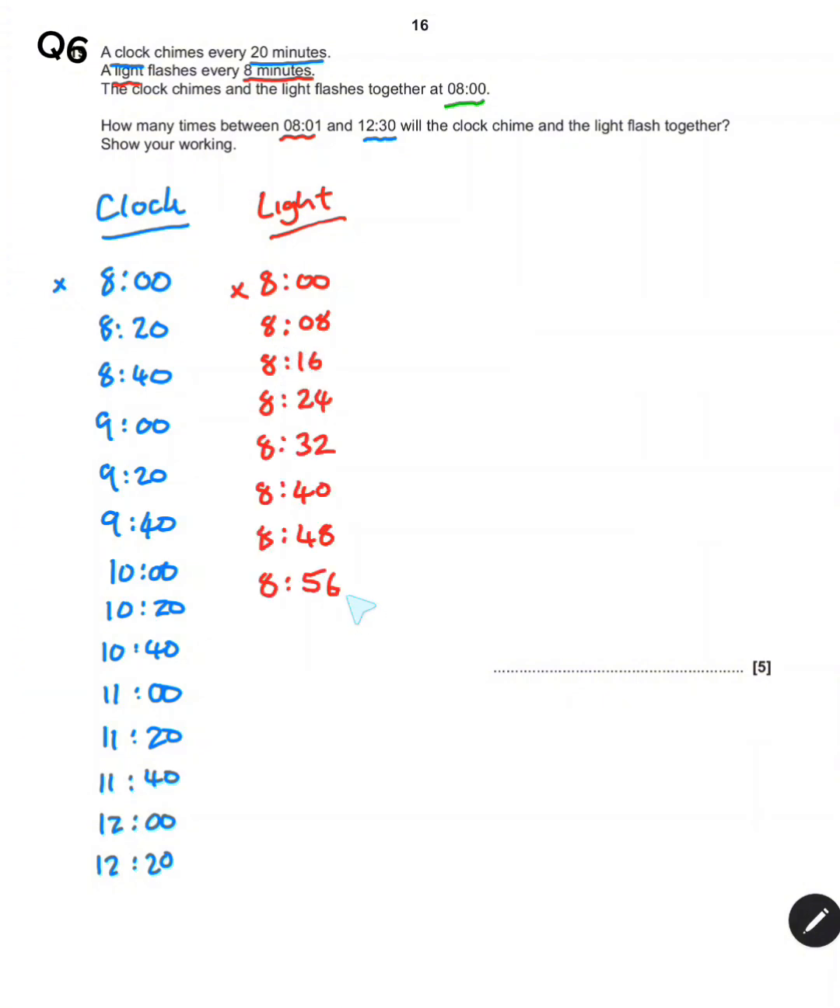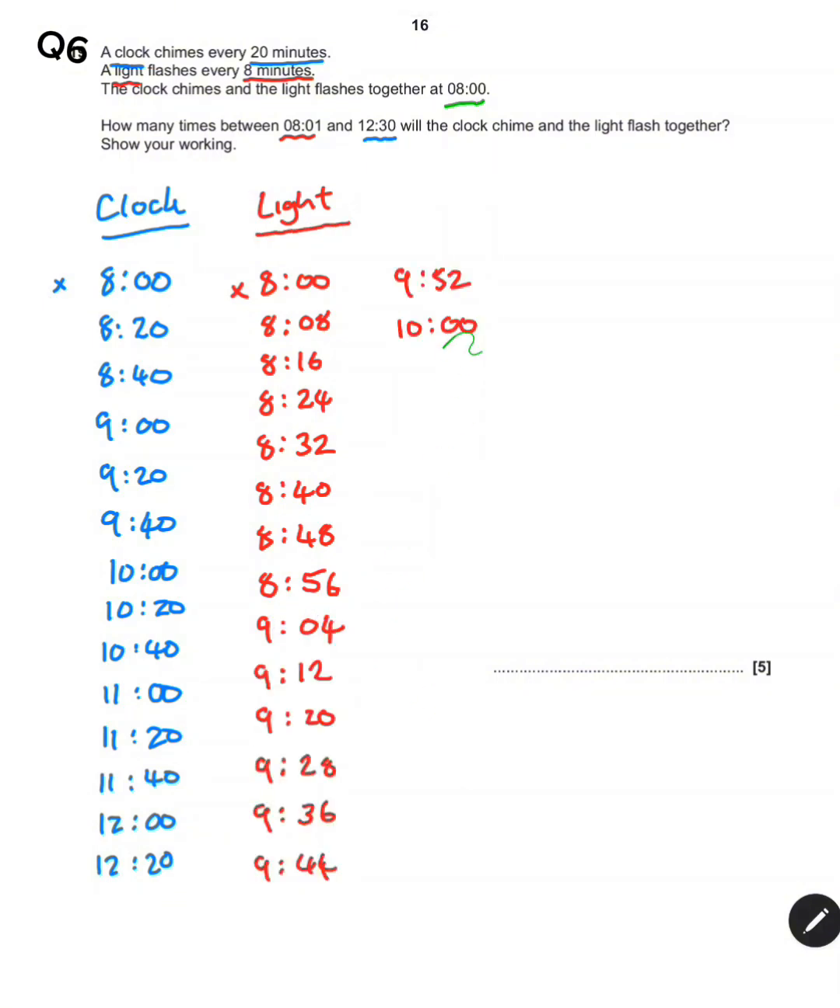And at 8:56, I need to add on 8 minutes. So 4 minutes will take me to 9 o'clock. And then 4 minutes after that is the total 8 minutes. That will be 9:04. This is a bit monstrous, listing all these times going up in 8 minutes.